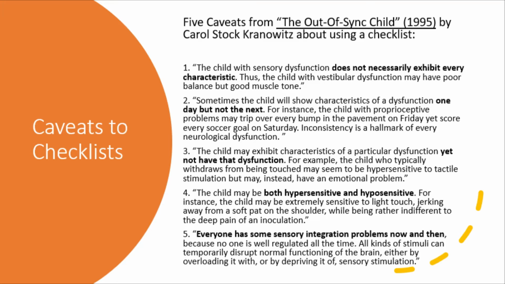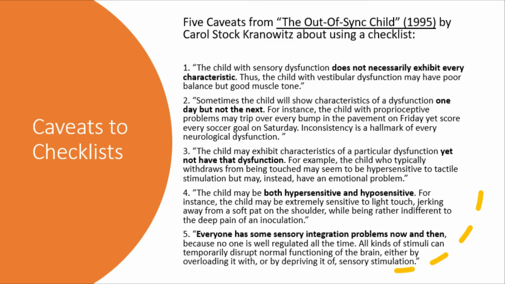In her book, The Out of Sync Child, Carol Stock Kranowitz outlines 5 caveats to using checklists. Firstly, children with sensory dysfunction do not need to exhibit every characteristic on a checklist to have SPD. For example, the child with vestibular dysfunction may have poor balance but good muscle tone. Second, children may show characteristics of a dysfunction one day but not the next. For instance, the child with proprioceptive problems may trip over every bump in the pavement on Friday, yet score every soccer goal on Saturday. It's important to note that inconsistency is a hallmark of every neurological dysfunction.